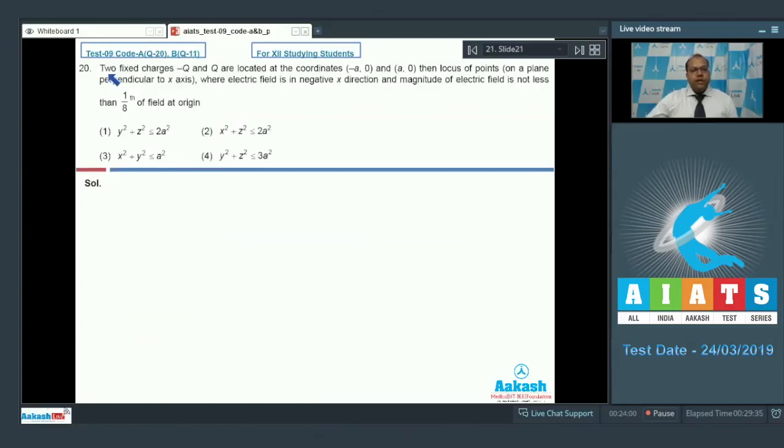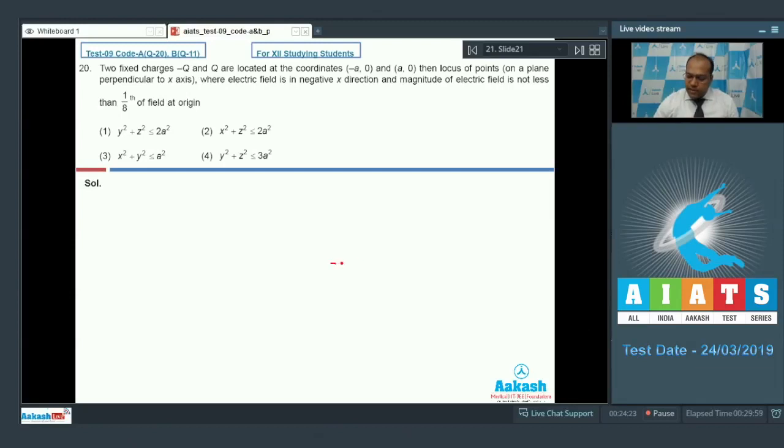In question number 20, two fixed charges minus q and plus q are located at the coordinates (minus a, 0) and (a, 0). Then the locus of points on a plane perpendicular to the x-axis where the electric field is in the negative x direction and the magnitude of the electric field is not less than 1/8 of the field at the origin. So let's analyze the situation.